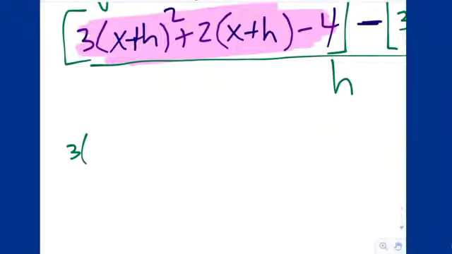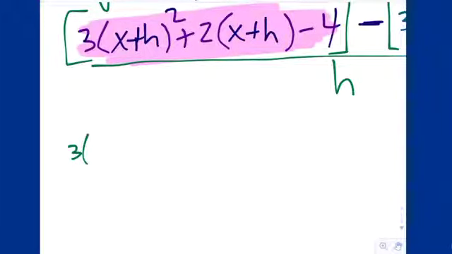The 3 goes along for the ride because we have to expand the binomial squared first. Remember how we expand a binomial square, the quick, fast way? Good. Square, multiply, double, square. Square the first, you get x squared. Multiply, you get xh. Double it, you get 2xh. And then you square the last, you get h squared.